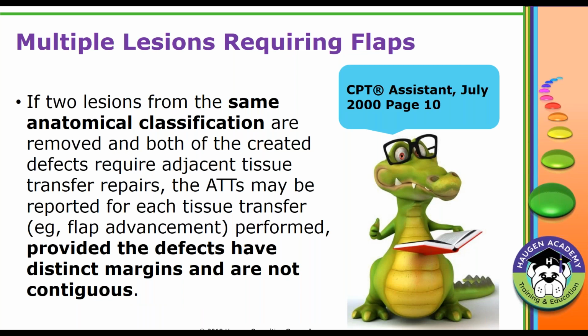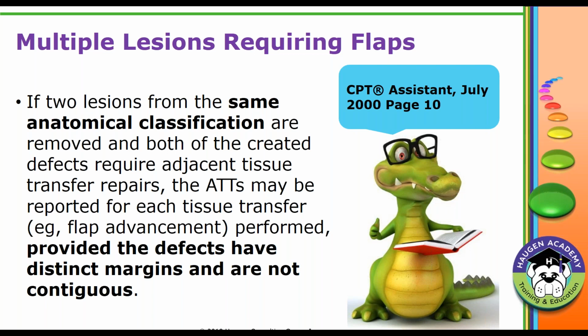Sometimes we see some complicated skin procedures being done where we have multiple lesions requiring flaps. We luckily have some CPT Assistant guidance on this situation. It says that if we have two lesions from the same anatomical classification, they're both removed, and they both require adjacent tissue transfer repairs, you can go ahead and report the adjacent tissue transfer repairs for each tissue transfer performed. This is provided that the defects have distinct margins and are not contiguous.